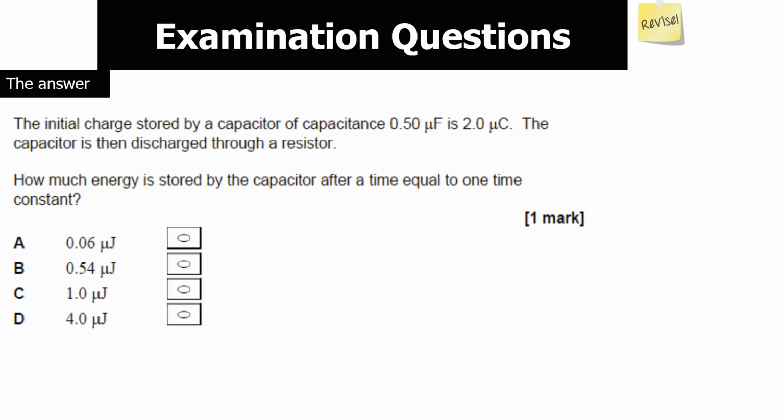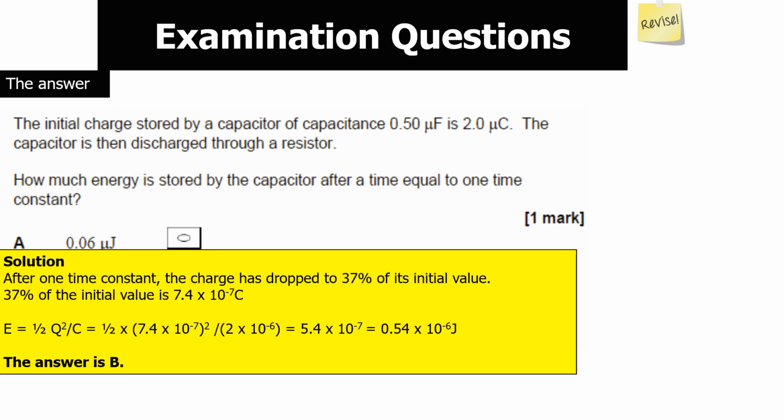Right, for this one, the answer is B, because after one time constant, the charge by definition will have dropped to 37% of its initial value. So 37% of the initial value is 7.4 times 10 to the minus 7 coulombs. We then know from the equation sheet E equals a half Q squared over C. Capacitance is a fixed term, so we just know it's 2 times 10 to the minus 6, because this microfarads is given in the question. So working it through, you work it out to be 5.4 times 10 to the minus 7, which is 0.54 times 10 to the minus 6. So the answer is B.